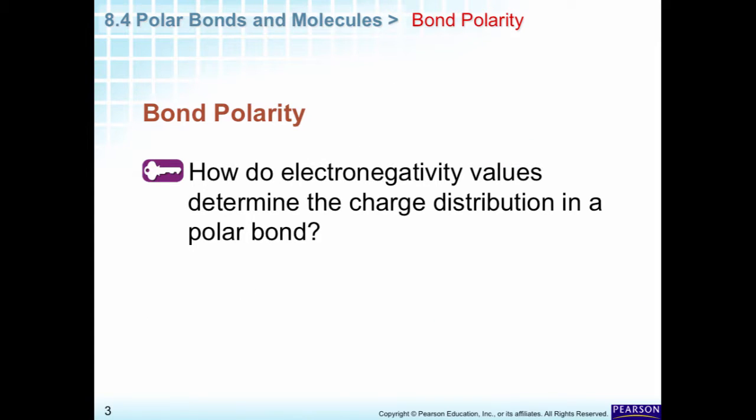Okay, first thing we're going to talk about is how, when you create a bond, the electronegativity values determine where the electrons spend most of their time. We call that charge distribution. In other words, something that's more electronegative is going to want electrons more. You can think of those as greedy elements that want to steal the electrons in ionic bonds, whereas other ones don't want them as much, and so the electrons aren't going to spend as much time around them.